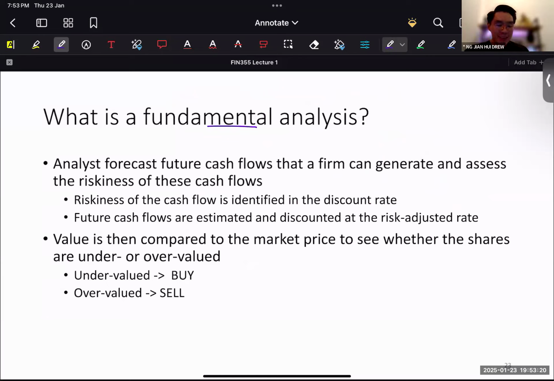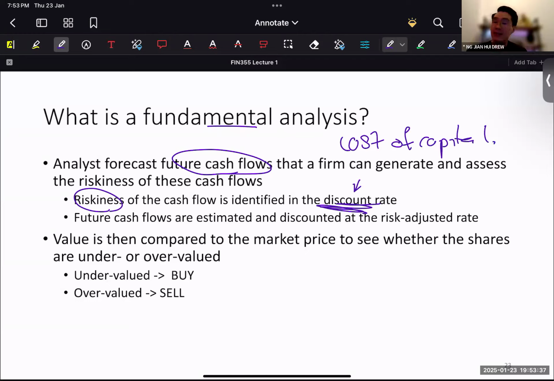Okay, so as an equity analyst, you want to forecast future cash flows, and you want to consider the riskiness of cash flow by talking about the discount factor. So like I mentioned, what is the cost of capital? In the next lecture, we'll talk about this in more detail. I hope you remember your WACC. You of course need to adjust your cost of capital as well. And at the end of the day, you want to buy something that's undervalued and sell something that's overvalued.